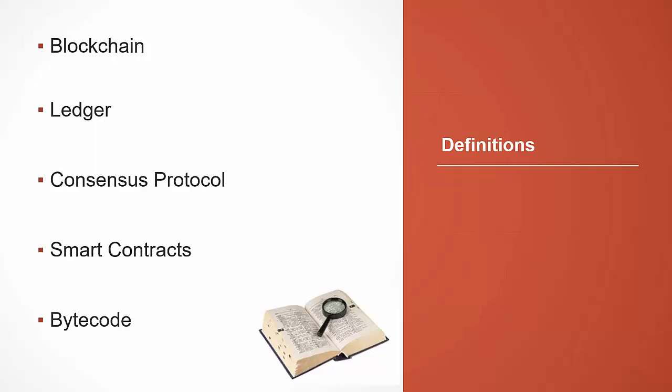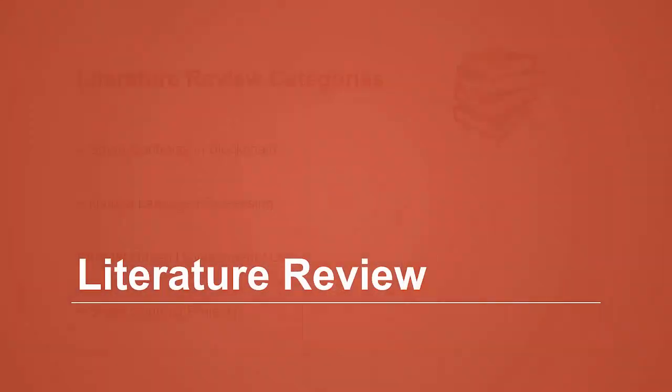And lastly, bytecode is the actual code that the smart contract is converted to before it is placed on the blockchain. Bytecode looks a lot like assembly language. You're doing pushes and pulls and working directly with variables that are almost at the flag or the register level. So we'll cover some of those topics as part of our literature review.